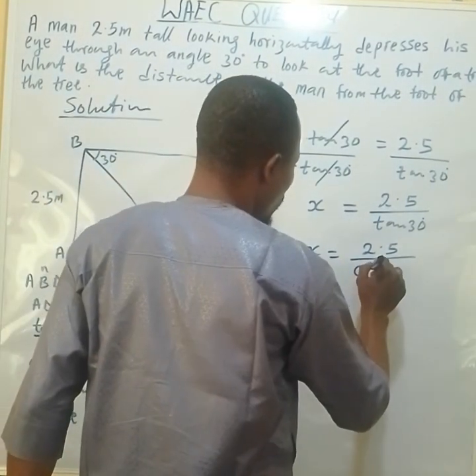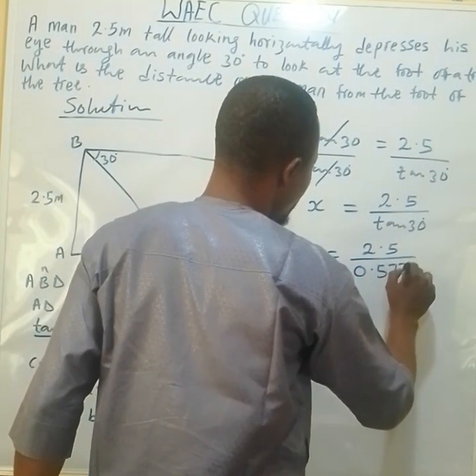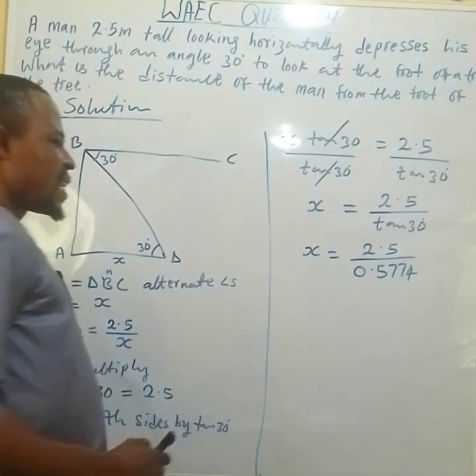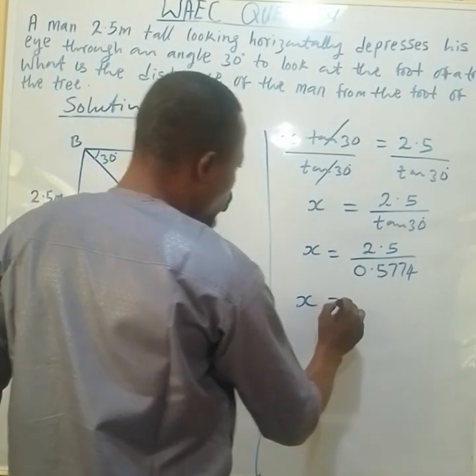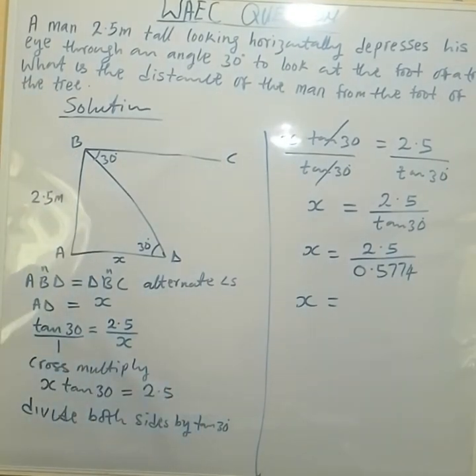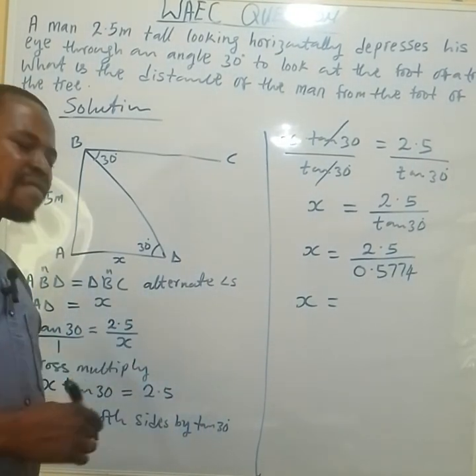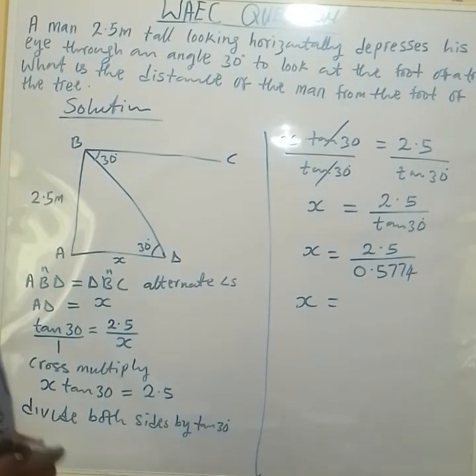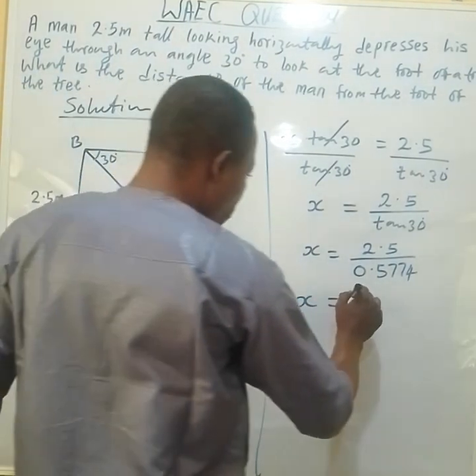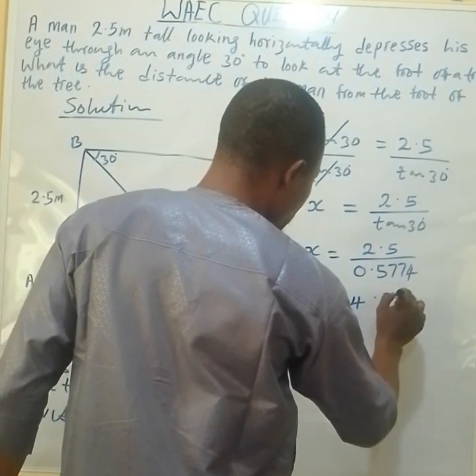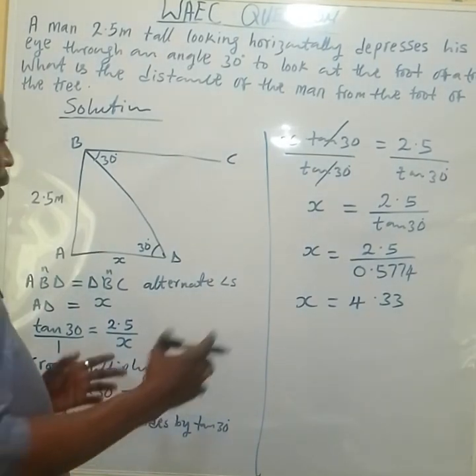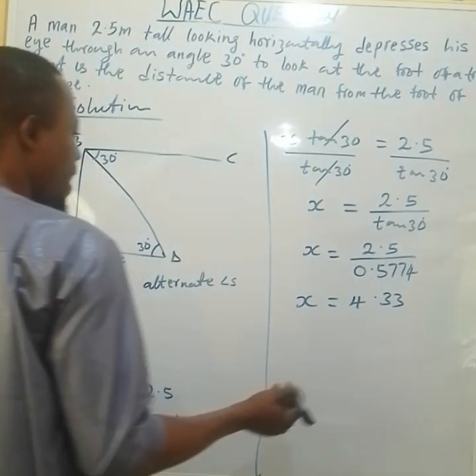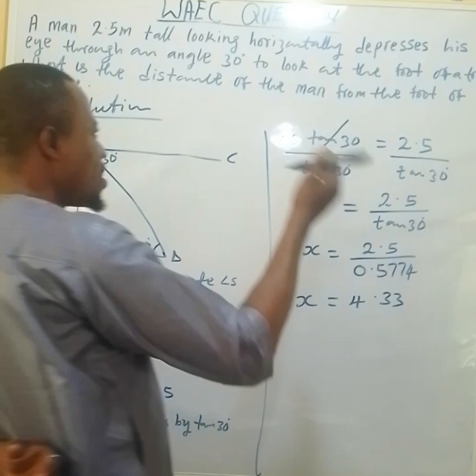Tan 30 degrees equals 0.5774. That's what tan 30 degrees equals. Then from there, I say 2.5 divided by 0.5774. When you divide it, it gives us 4.33. So we have our X to be 4.33.